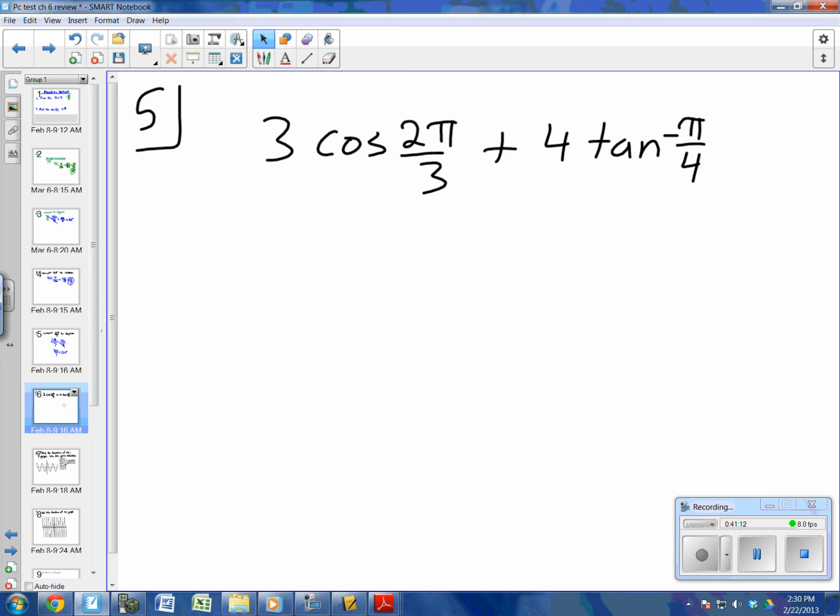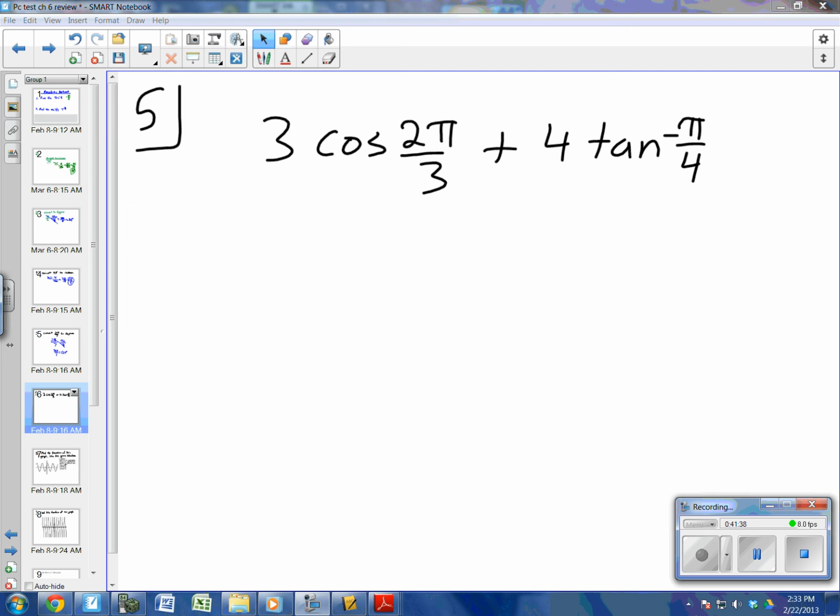All right, there's one like this on the test. This is kind of like what we were doing on 3-8 today, but just think about those. No, you guys, you're evaluating, you're trying to find the value of it, but you can't use your calculator. You got to find cosine of 2 pi over 3 on the unit circle, times it by 3, find the tangent of negative pi over 4 on the unit circle, times it by 4, and then add those two numbers together.